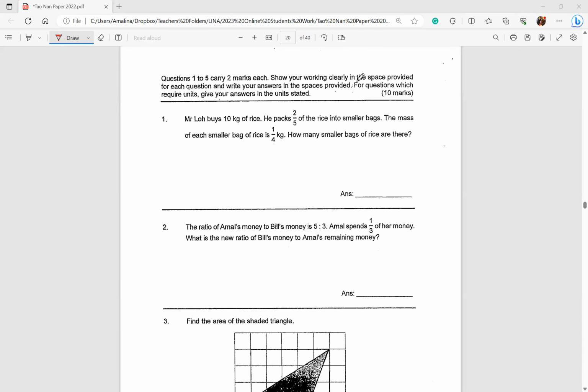Okay, this is Taonan paper 2 for preliminary examination 2022 for primary 6. Here I will be selecting only certain questions for this Taonan paper 2.